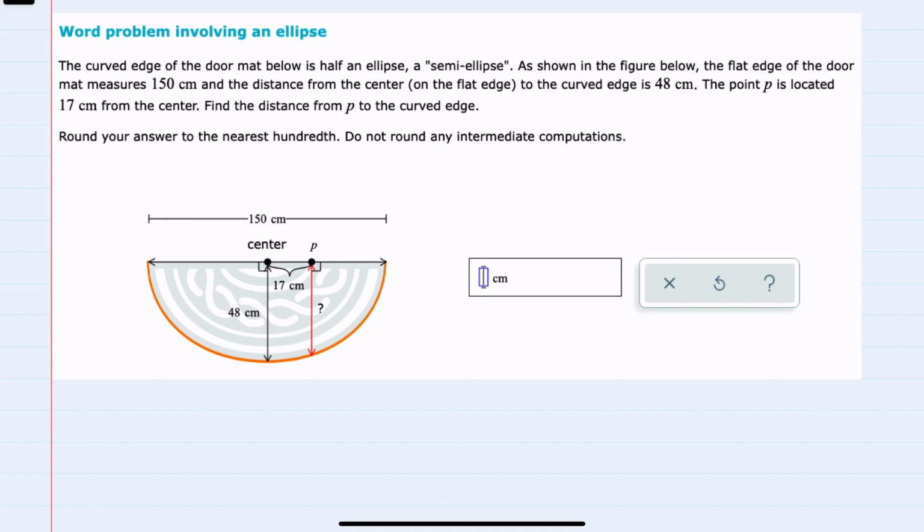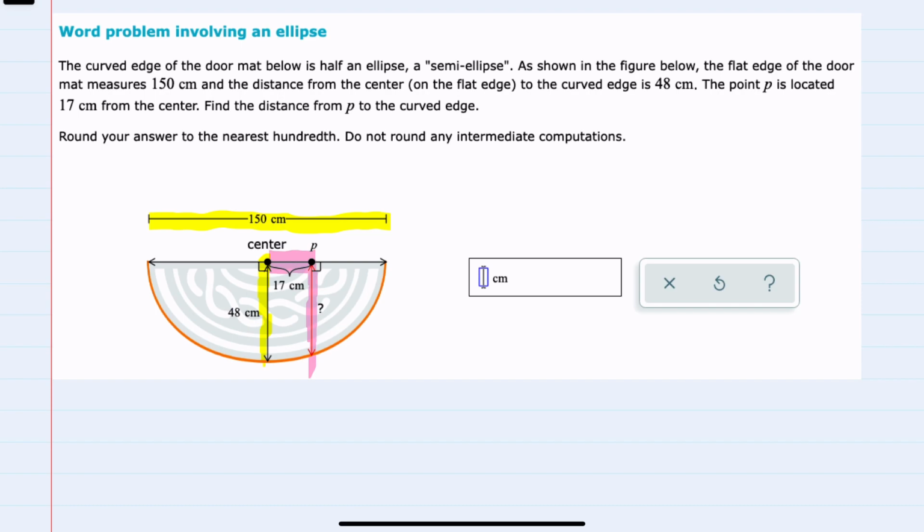In this video, I'll be helping you with the ALEKS problem type called word problem involving an ellipse. In this example, we're given a doormat that is a semi-ellipse, and we're given the length of 150 centimeters, and we're given the second width of 48 centimeters, and we're asked to find the distance here from this point P that is 17 centimeters from the center.